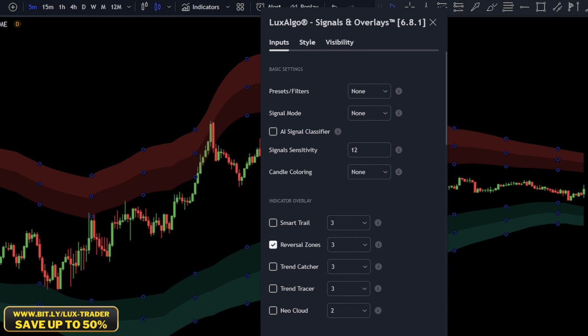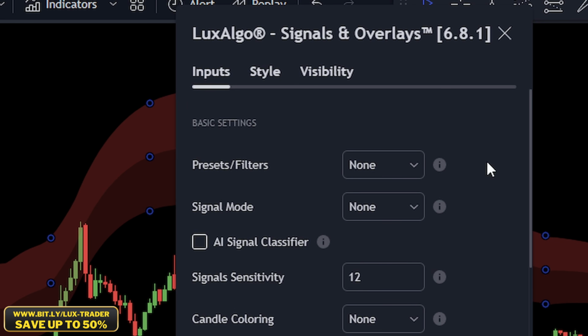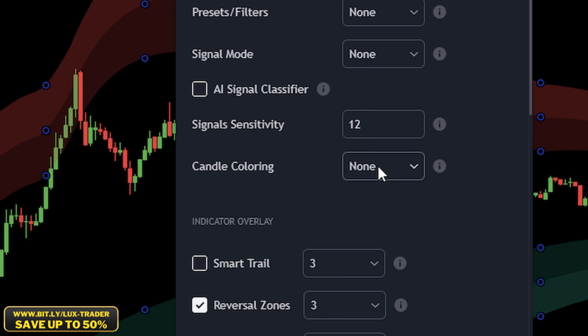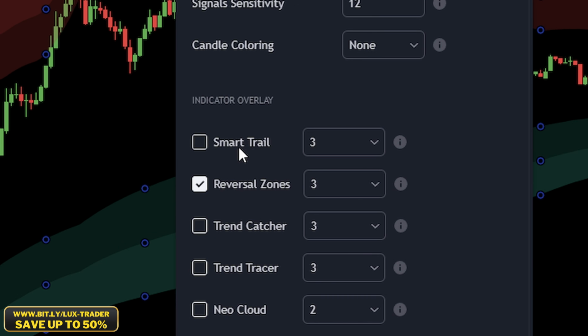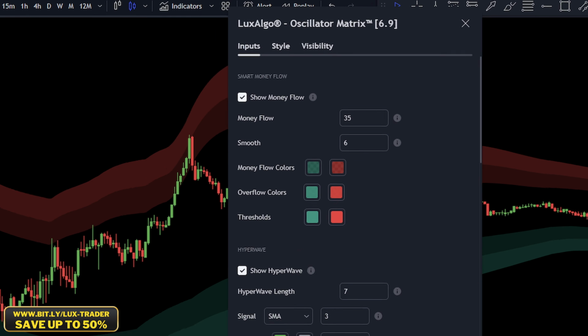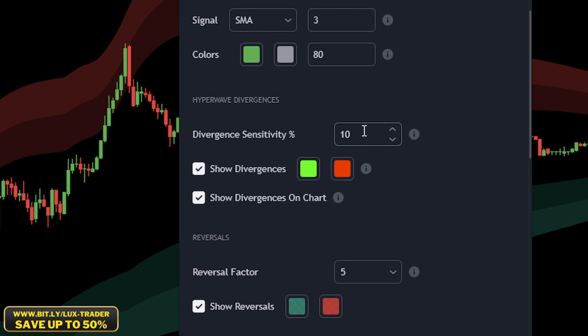Alright, now let's click the settings of the Signals and Overlays indicator. For the presets and filters, you want to use None. For the signal mode, you want to use None and set the candle coloring to None, and disable the Smart Trail as well. And finally, you want to enable reversal zones. Now open the settings of the Oscillator Matrix and set the divergence sensitivity to 10%.